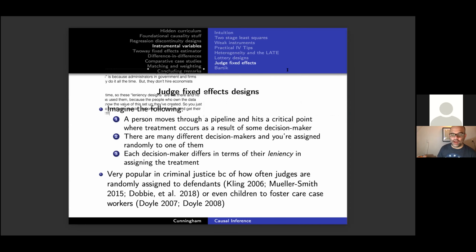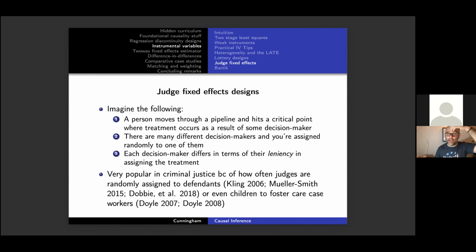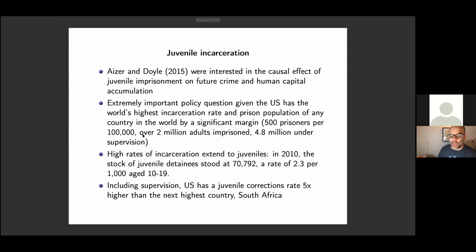And I like those instruments that reward hard work, right? Hard work and creativity. So let me tell you about a paper that uses it. So this is a picture of a judge fixed effects design. So you've got, you know, like a lottery, a wheel of fortune spinning around, and you don't know what kind of judge you're going to get. You might get the lenient judge, you might get the strict judge, you might get someone who is indifferent.